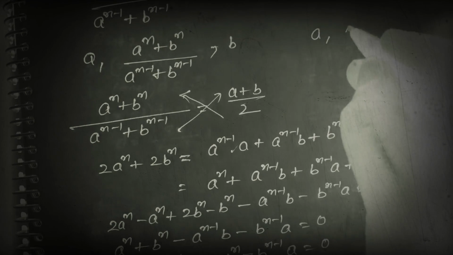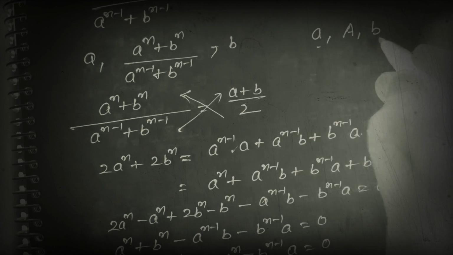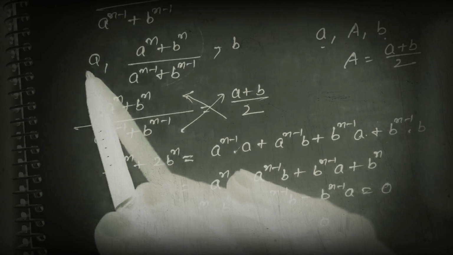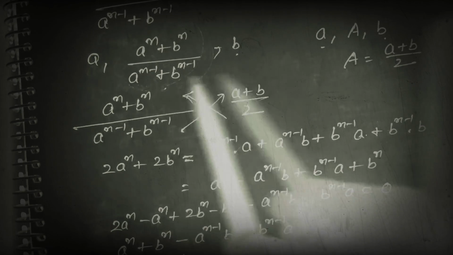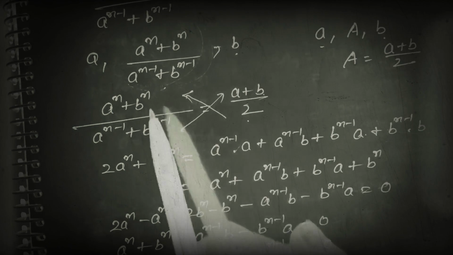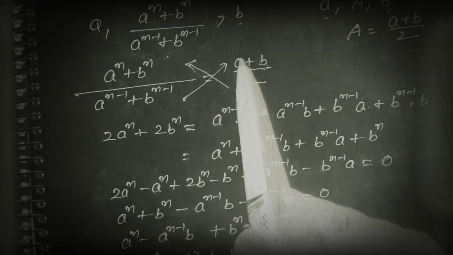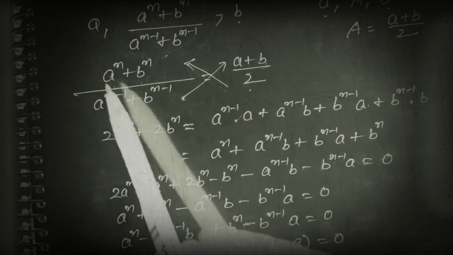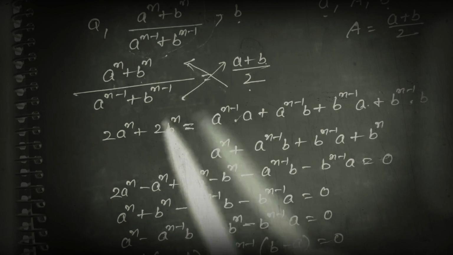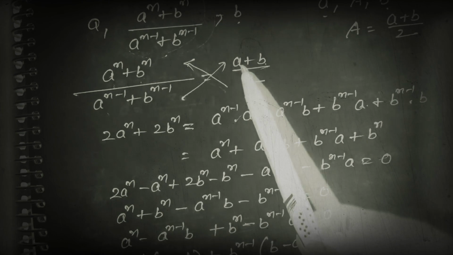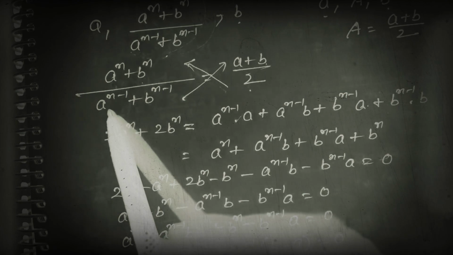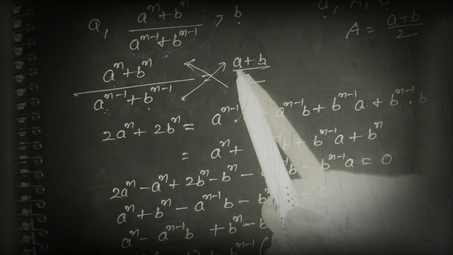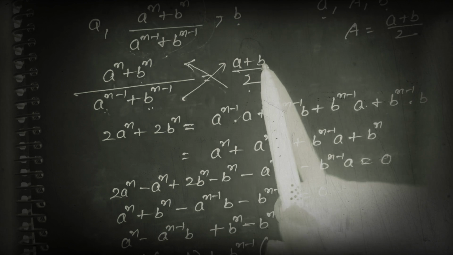We know that suppose A is arithmetic mean between a and b, then A will be (a plus b) upon 2. Same here, this is arithmetic mean between a and b, then we can write this is equal to (a plus b) upon 2. After cross multiplication, 2 multiply with this, 2 multiply with this, 2a^n plus 2b^n. Here a^(n-1) into a, then a^(n-1) into b, then b^(n-1) into a, b^(n-1) into b.